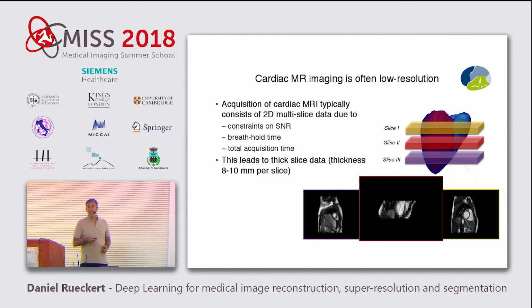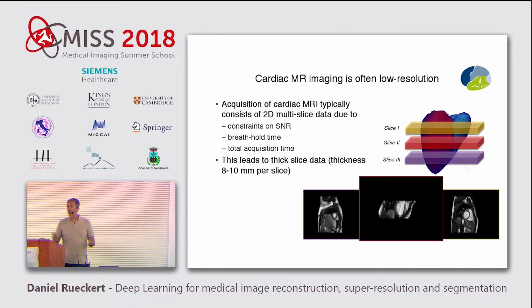But if I stack these slices together and view them as a volume, you actually see that in the third dimension, this volume has very low resolution because each of these slices is relatively thick. That means the in-plane resolution is quite high, but the slice is probably 8 millimeters thick. And that means you get a very blocky image.